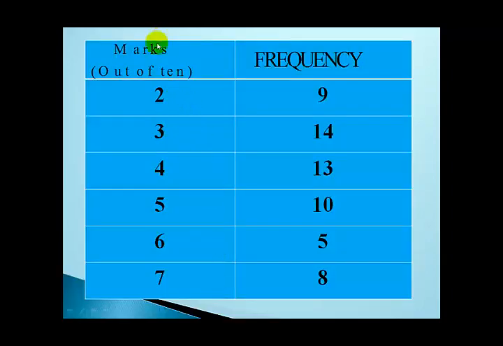We have the marks out of 10. So these are the marks and the frequency. 9 students had 2 marks, 14 students had 3 marks, 13 students had 4 marks, 10 students had 5 marks, 5 students had 6 marks, and 8 students had 7 marks. So we have the marks and their frequency. That is the table given.